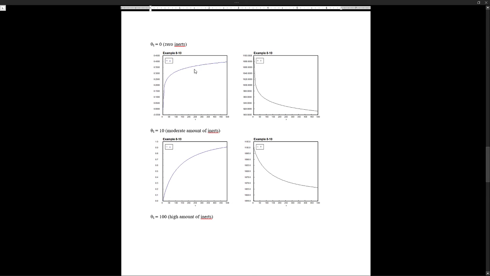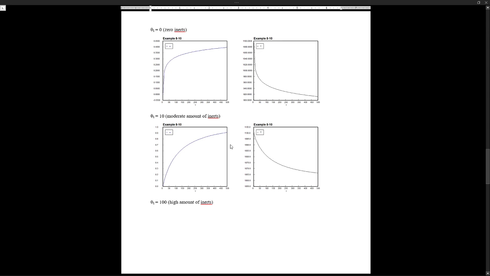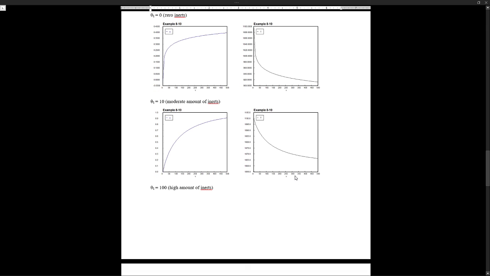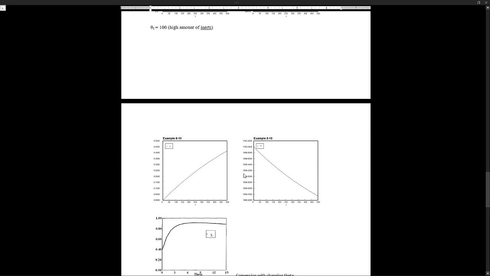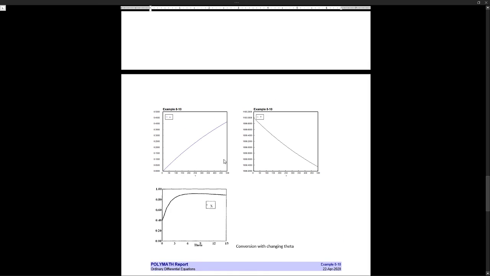So here it is for 0 inerts being entered. As you can see, the conversion goes up very quickly with the volume, and the temperature also drops rapidly. With a moderate amount of inerts, it starts to slow down. It slows the reaction down, and the temperature doesn't decrease as fast. And then for a high amount of inerts, it doesn't stop the reaction, but it's pretty much not going anywhere. So the inerts end up just shutting off the reaction in general.